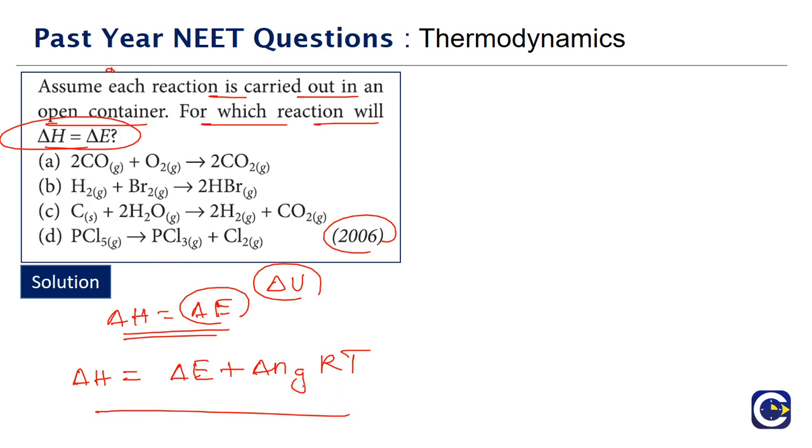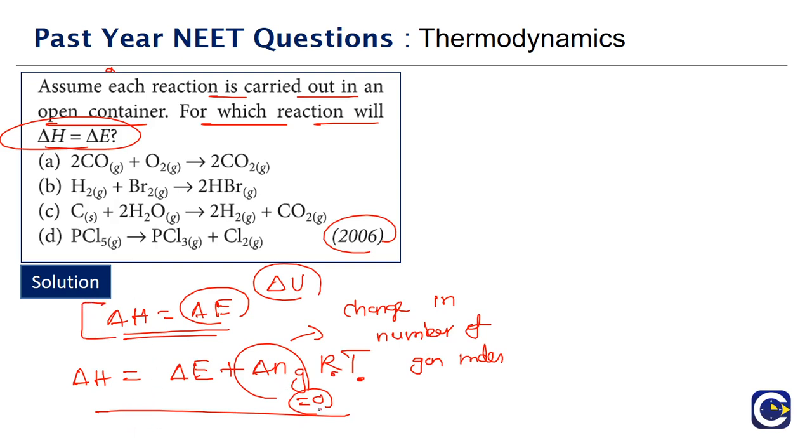Del Ng means what? Del Ng will be the change in number of gas moles, means product side gas moles minus reactant side gas moles. Okay, so if this del Ng is 0, because obviously there will be a temperature value for every reaction, R is a constant. So in which case delta H will be equal to delta E when this delta Ng will be 0. So our task is now to find for which of the reactions delta Ng is equal to 0.